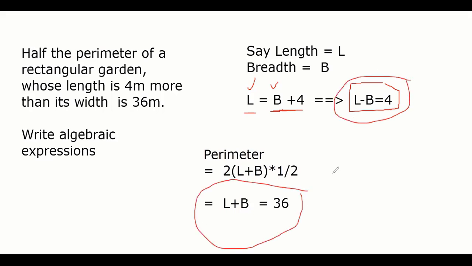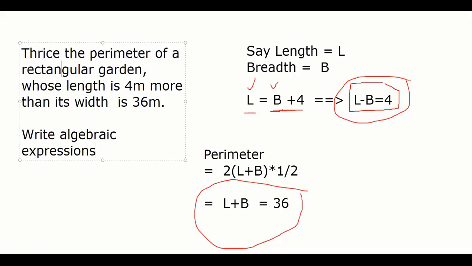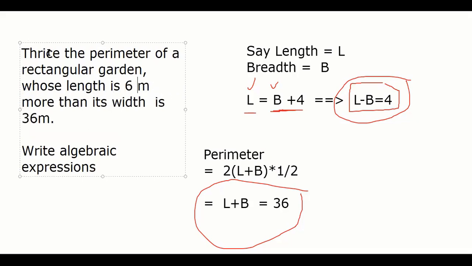कहाँ confusion है बताओ? Sir, this question is clear, but if there is one more question like this, I get confused. Let's do it through again, thrice. The perimeter of a rectangular garden whose length is, wait, 6 meter more than width, is say 40. कुछ भी random ले लिया मैंने.